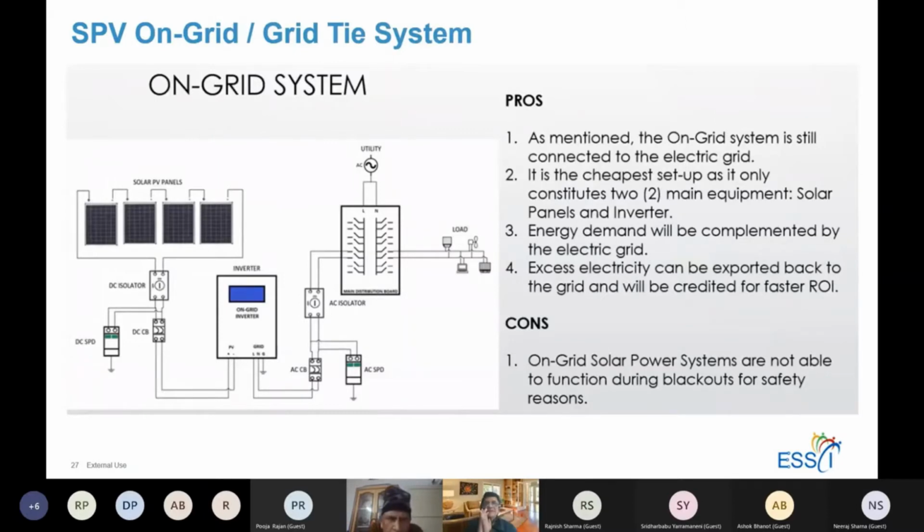So this is how a typical on-grid solar PV system design looks like. You have the panels here.